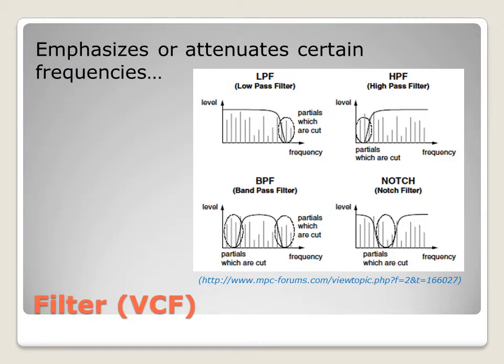Then you can use the filter module, or VCF, voltage controlled filter, to change what frequencies you hear. You could use a low pass filter, which is going to let through frequencies below a certain cutoff and cut out the ones that are above it. The opposite of that is a high pass filter, which is going to allow the higher ones through and cut out the lower ones. A band pass filter is a combination of this. You're going to cut out, say, your lows and your highs and let through a certain range. And the notch is the opposite of that, where you let through lower and higher frequencies and eliminate a certain range in between.